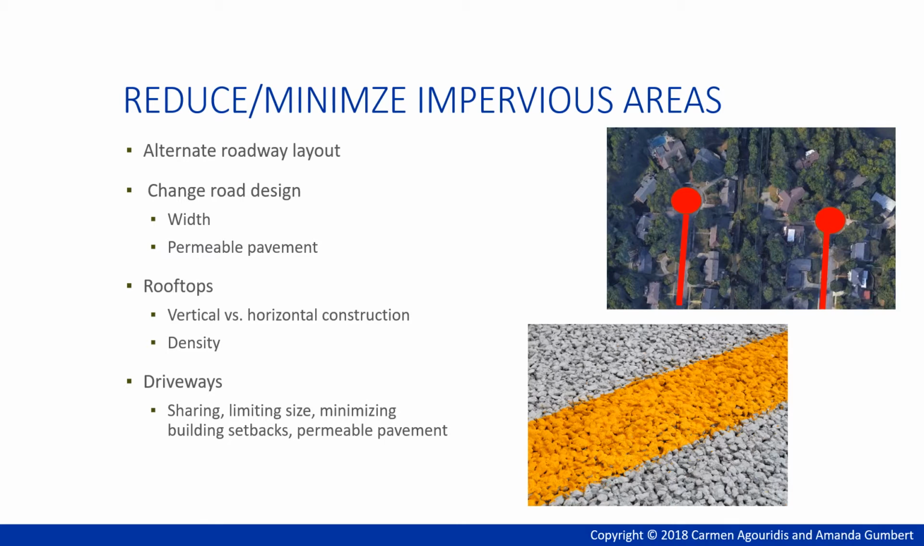Rooftops are another large source of impervious area. Building up or vertically rather than out or horizontally is one way to decrease the amount of impervious area in a watershed. Another is to limit the density of development and hence the percentage of impervious area in a watershed. Lastly, changing the design of driveways can reduce impervious surfaces by reducing widths and/or pavement types. In some cases, it may be feasible for homeowners or businesses to share a driveway.